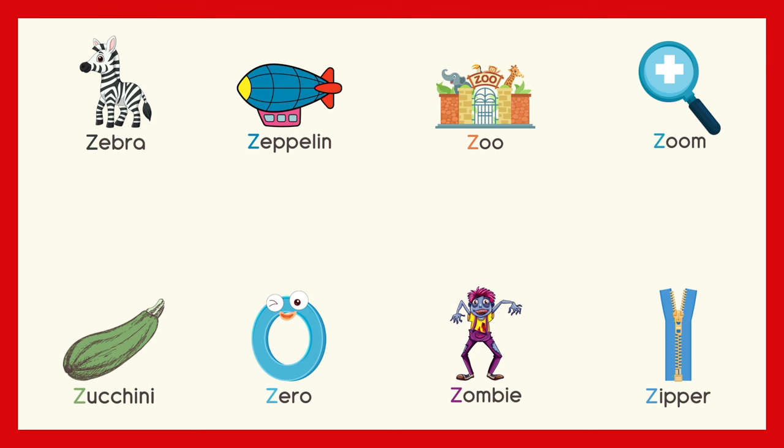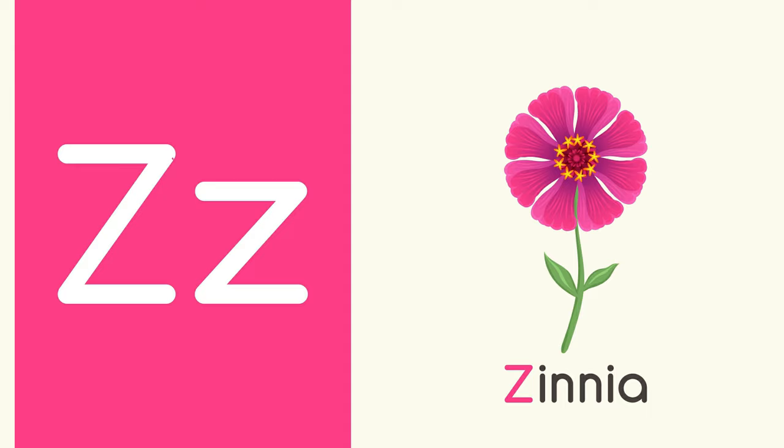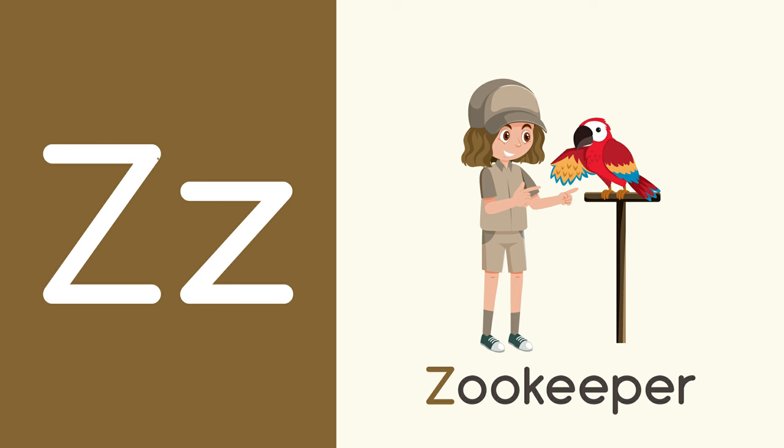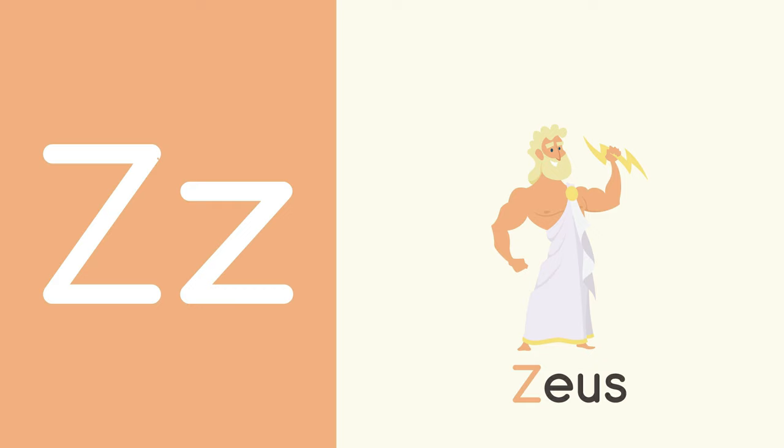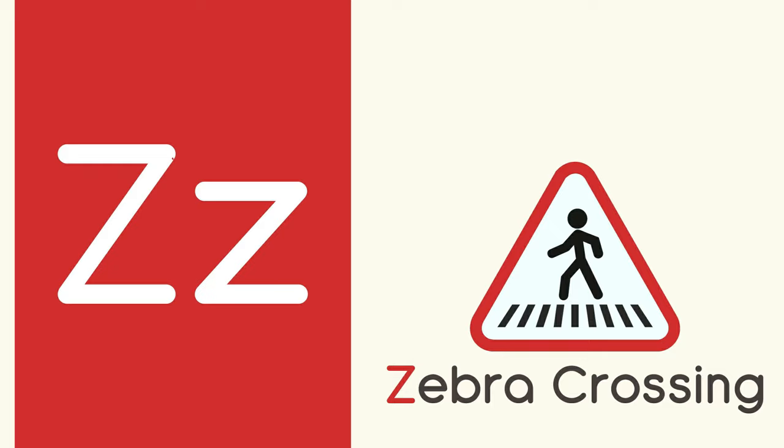Z is for zinnia. Z is for zenny. Z is for zookeeper. Z is for zigzag. Z is for zebu. Z is for Zeus. Z is for zebra crossing. Z is for zircon.